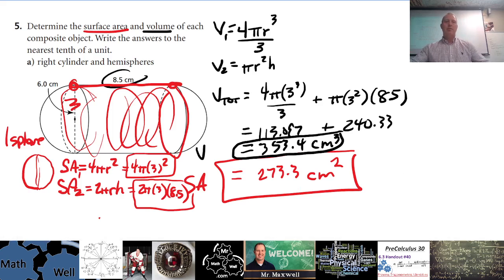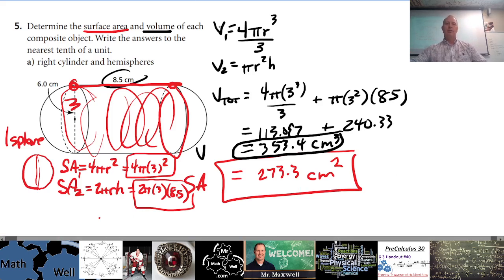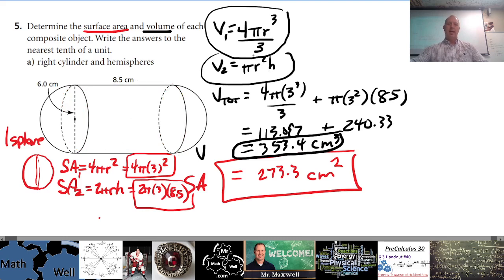The volume is not much different. Again, one sphere, so the volume of a sphere is 4/3 pi r cubed, or 4 pi r cubed over 3. And the volume of a cylinder would be pi r squared h. That's the formula for the volume of the cylinder. So if we're talking about all the space inside, you add up these two volumes and you should get your total volume. Just continue to plug in your radius of 3. Remember, this is a diameter of 6, so this is a radius of 3 here. And when you do all that on your calculator, you should get 353.4 cubic centimeters.